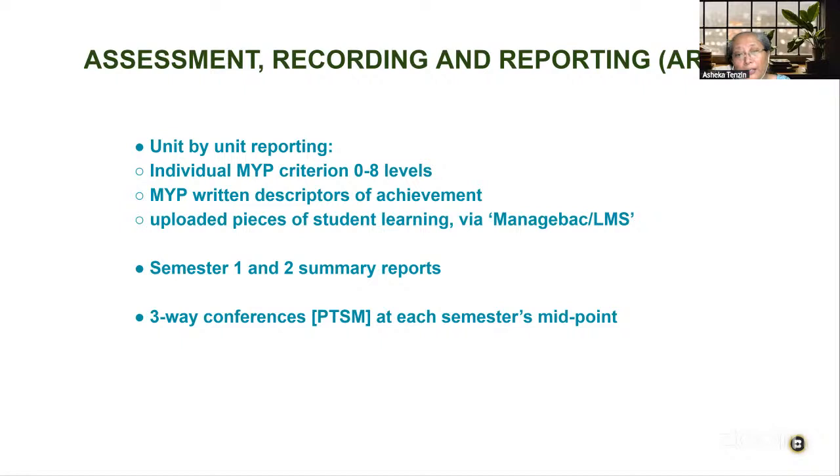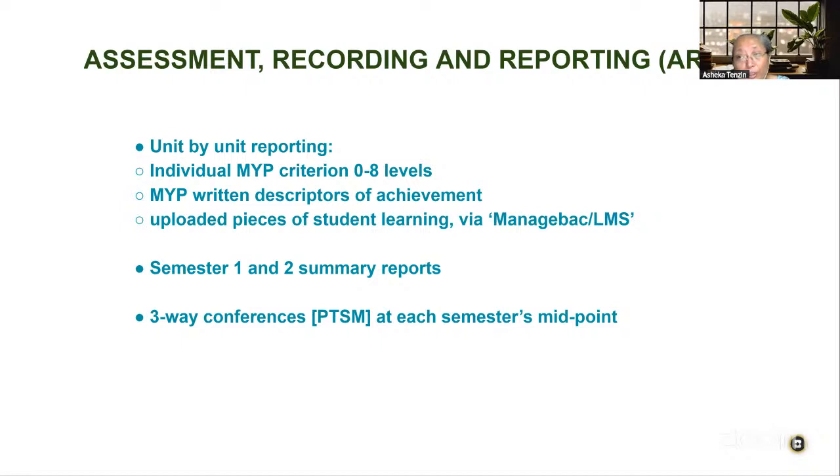Okay. So that the teacher can say that, okay, this is how your child is doing. This is how the student is doing. Now need to focus on this particular criteria, these things. Okay. So that the end of semester report is not a surprise to the parents.